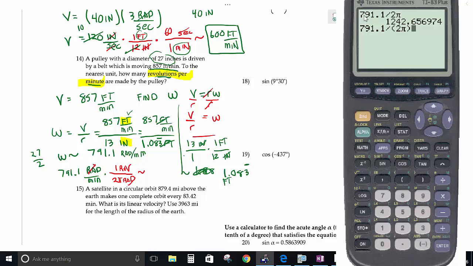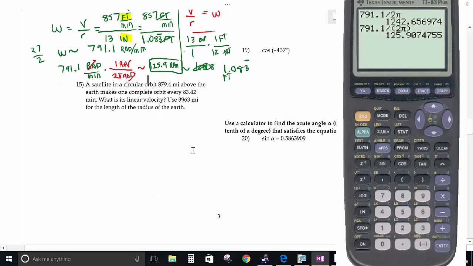So it's doing multiplication and division left to right. So notice that what it did the first time is it did 791.1 divided by 2, got the answer, then multiplied by pi. That's not what we wanted it to do. We wanted it to do 791.1 divided by the whole expression, like that. So the correct answer to this problem is this. Be careful about stuff like that. So you would end up having 125.9 revolutions per minute as your final answer to that problem. Okay, that's a great problem.